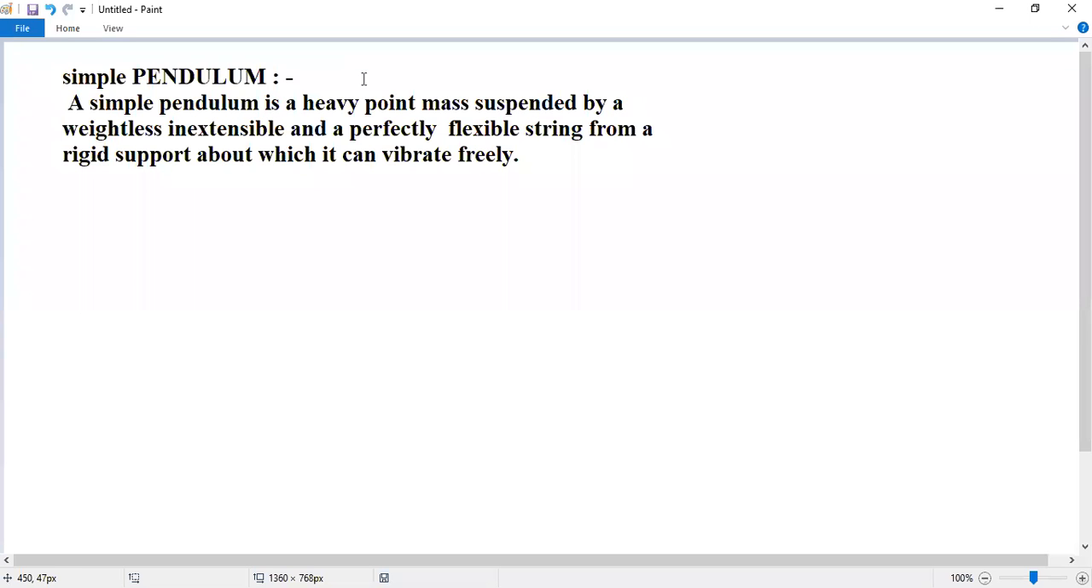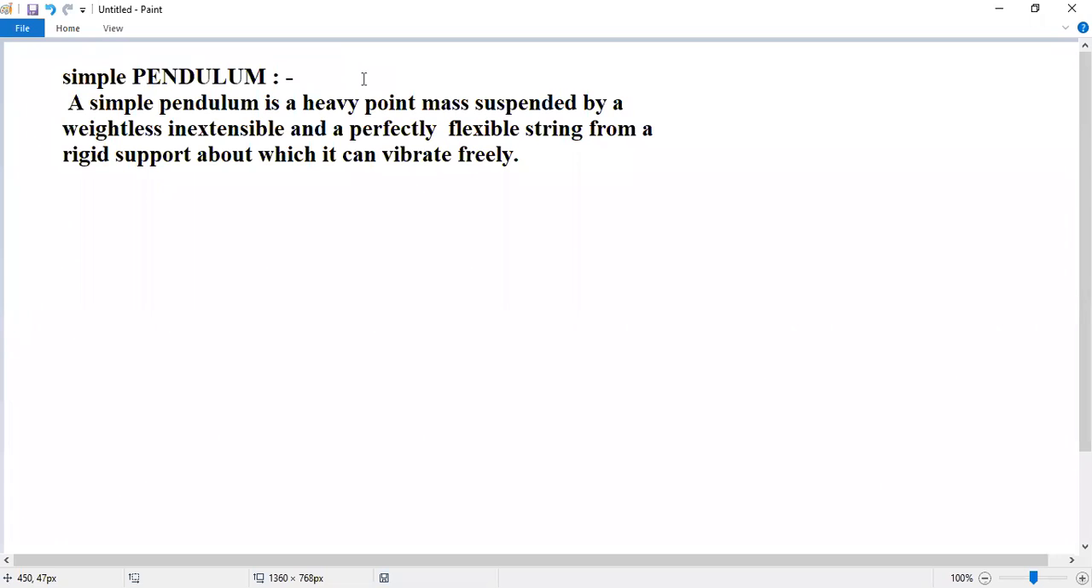Okay, now we are discussing the simple pendulum. Already we know very well about the simple pendulum. In lower classes also we did a lot of experiments related to the simple pendulum, but there we didn't know about the formulas and the derivation method. Now we'll discuss the derivation also.